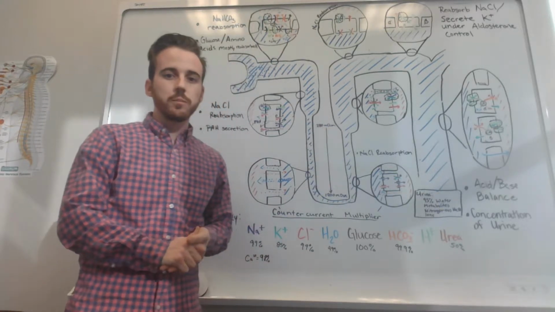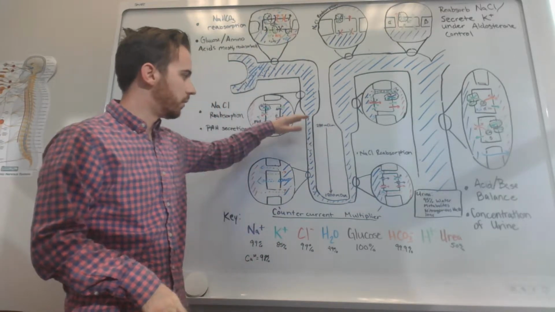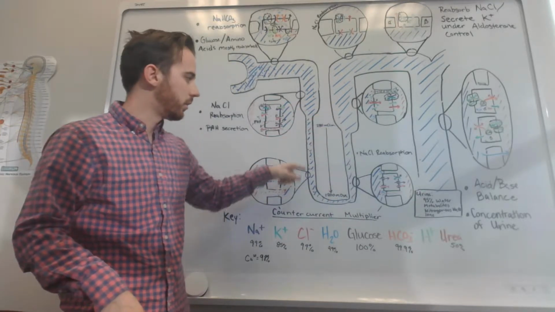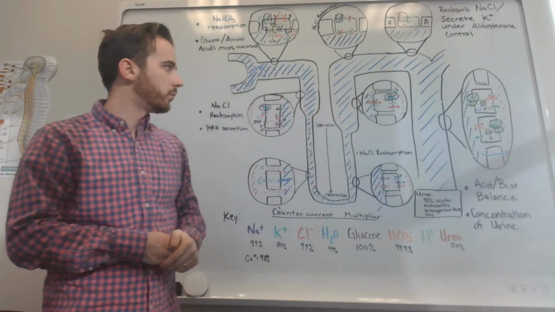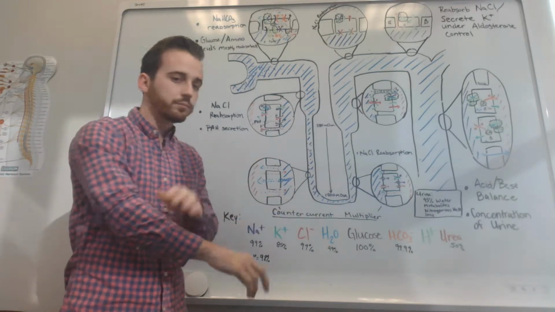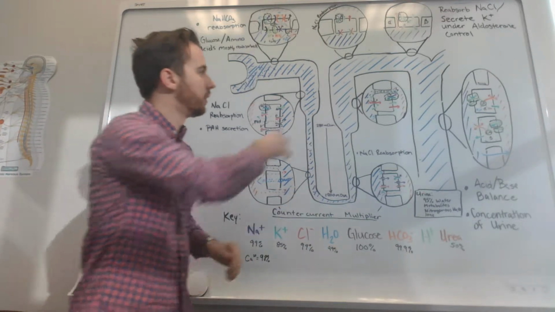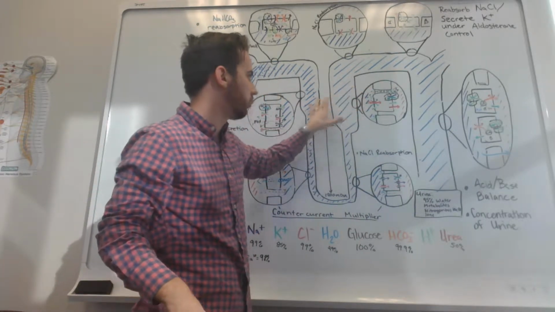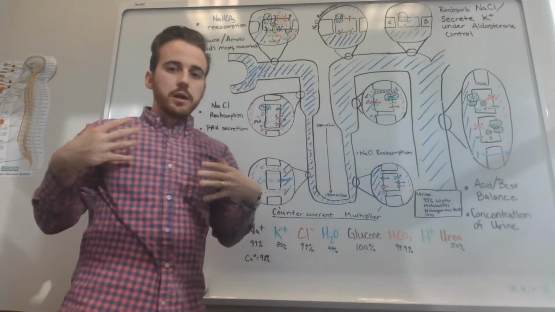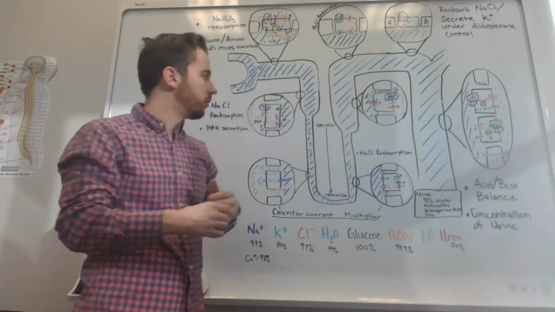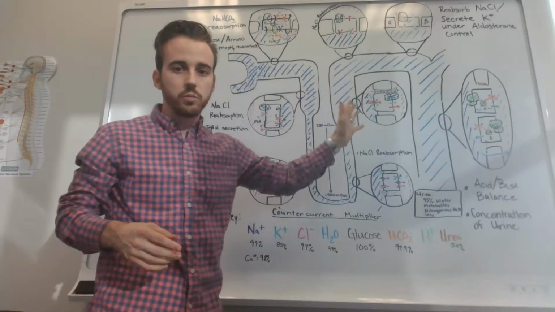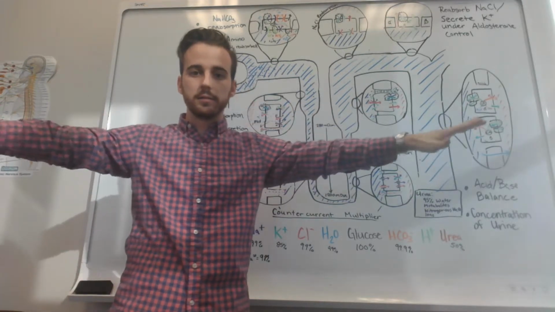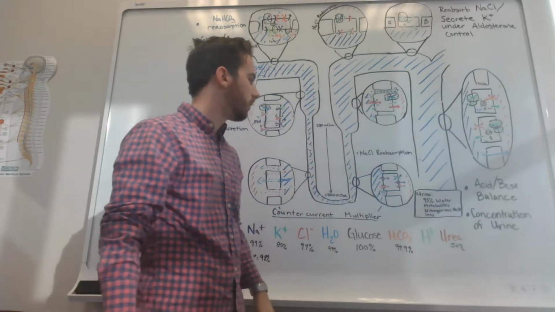All right, in this video I'm going to go into a little bit more depth about exactly how we create this gradient here in the loop of Henle. So what happens? Essentially, we actively pump ions into the interstitial space here, okay? And by actively pumping ions into the interstitial space, water naturally wants to follow, to make sure that our osmolarity is equal in all parts.